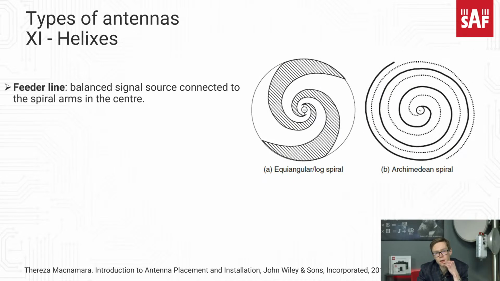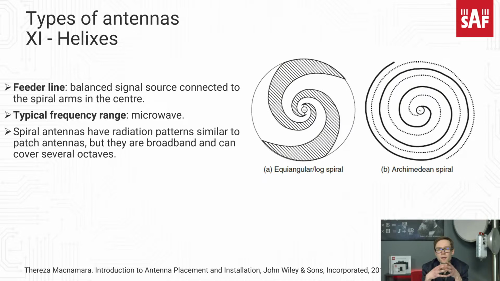And this final type of antenna is a spiral antenna, which actually is literally a spiral. This type of antenna must be connected to a balanced signal source, to the spiral arms in the center. This is used most of the time as a microwave antenna, and it is quite a broad band, so wide band antenna. It covers a very wide range of frequencies actually.